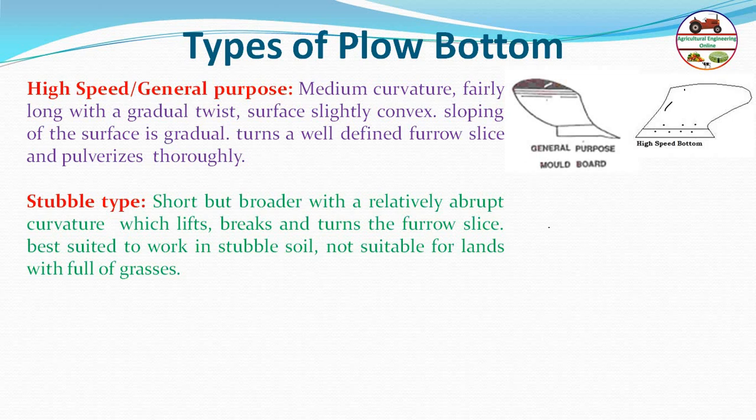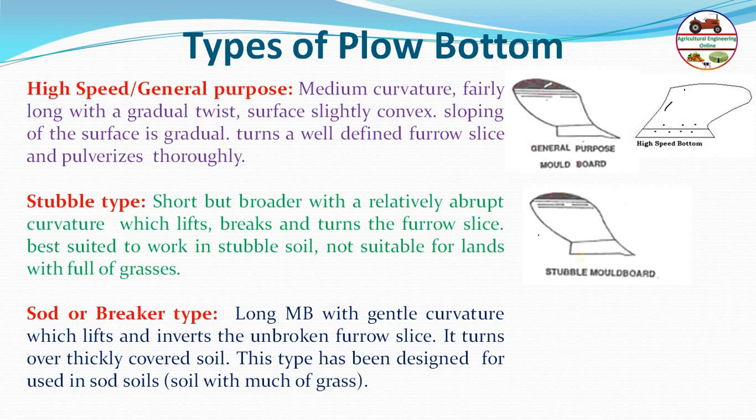Next is the stubble type. The stubble type has relatively abrupt curvature. It is short, so it lifts, breaks and turns the furrow slice. Where more turning of the furrow slice is required, stubble types are used, which are best suited for stubble soil. Stubble and grass are different. Stubbles are the remaining big or stronger plants, like bushes, but grass is spread throughout the soil. So it is not suitable for grassy land, but is mostly used for stubble soil.